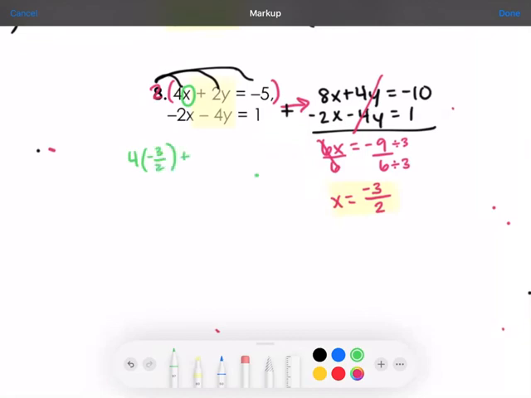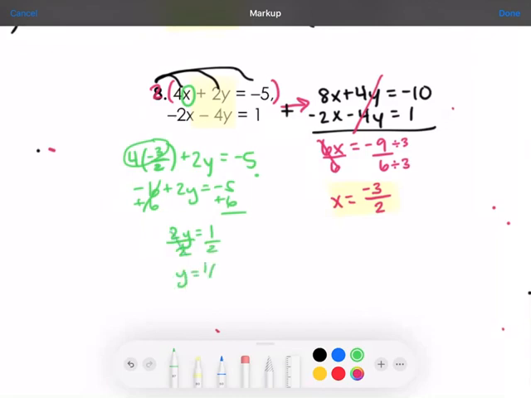So I have 4 times negative 3 over 2 plus 2y equals negative 5. So when I multiply fractions, I'm going to do 4 times negative 3, which is negative 12, and then I divide by 2. So negative 12 divided by 2 is negative 6, plus 2y equals negative 5. I'm going to add 6 to both sides, and I get 2y equals 1. And I divide both sides by 2, and I get y equals 1/2. So my final answer here is negative 3/2, comma 1/2.